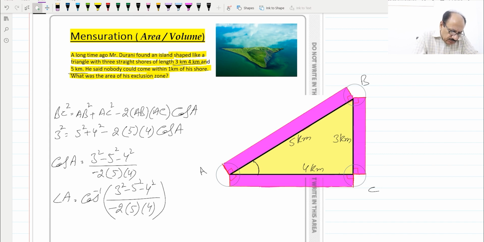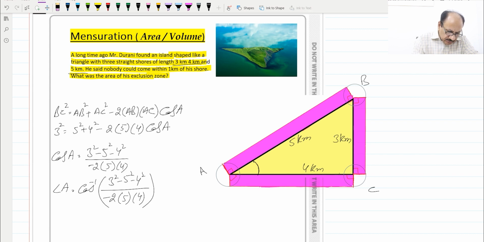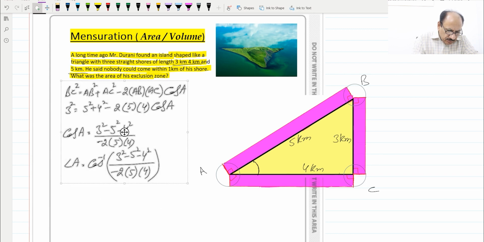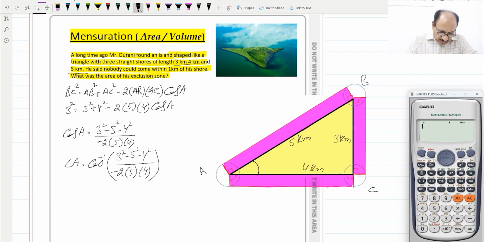Now we can shrink this a little to make better use of the space, and now we can calculate with the help of the calculator. This will be shift cos. Your calculator should be in degree mode, otherwise you will get the wrong answer.